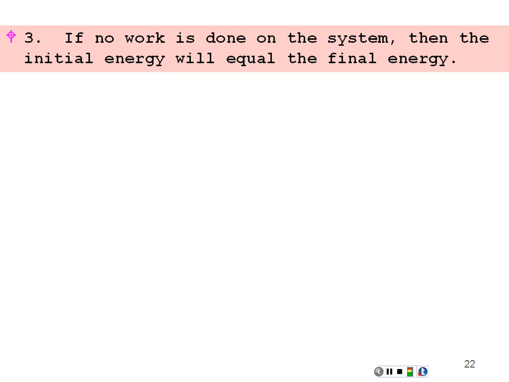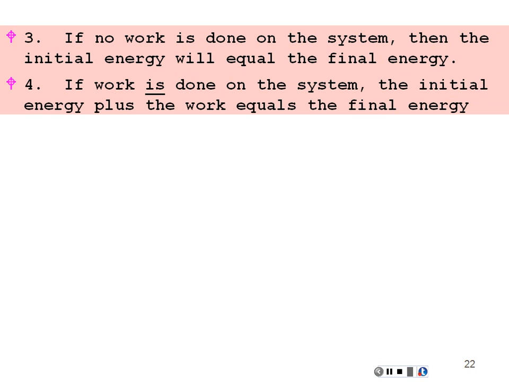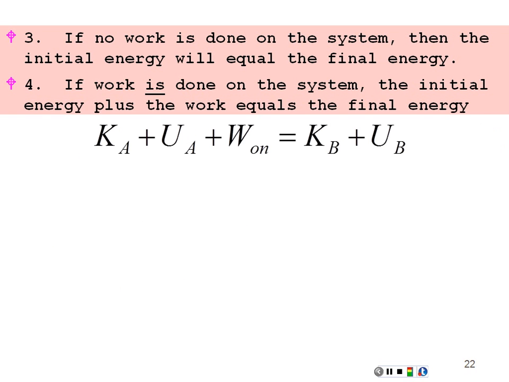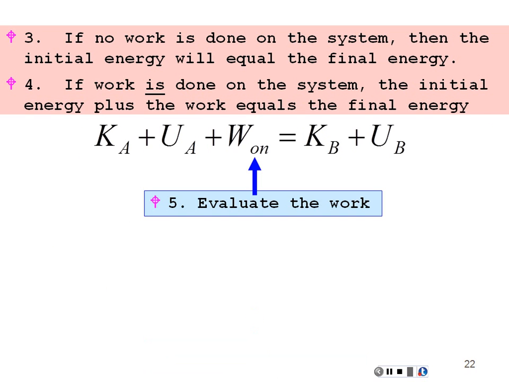If no work is done in the system, then your initial energy will equal your final energy. If work is done on the system, the initial energy plus the work will equal the final energy, the one equation to rule them all. So in this equation, we need to evaluate the work. We know from Chapter 7 that it is force times distance, cosine of the angle between their two directions. It could be positive or negative depending on that angle.